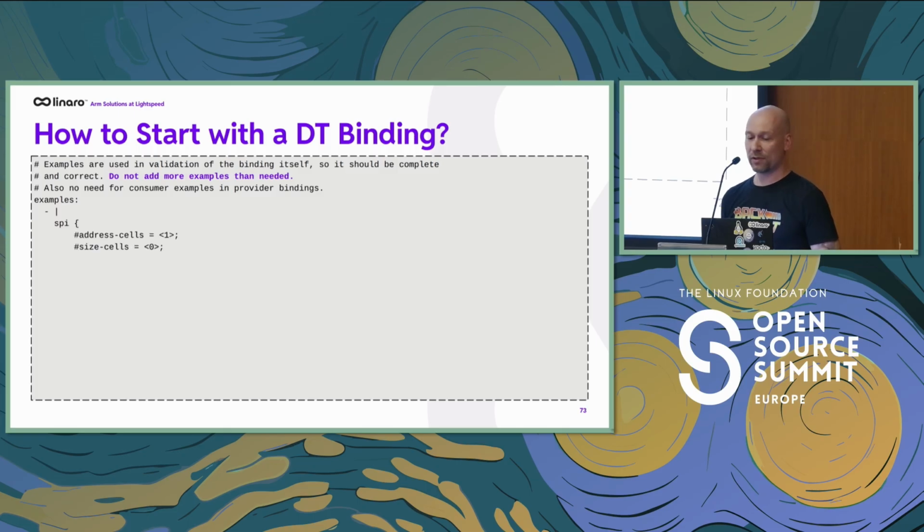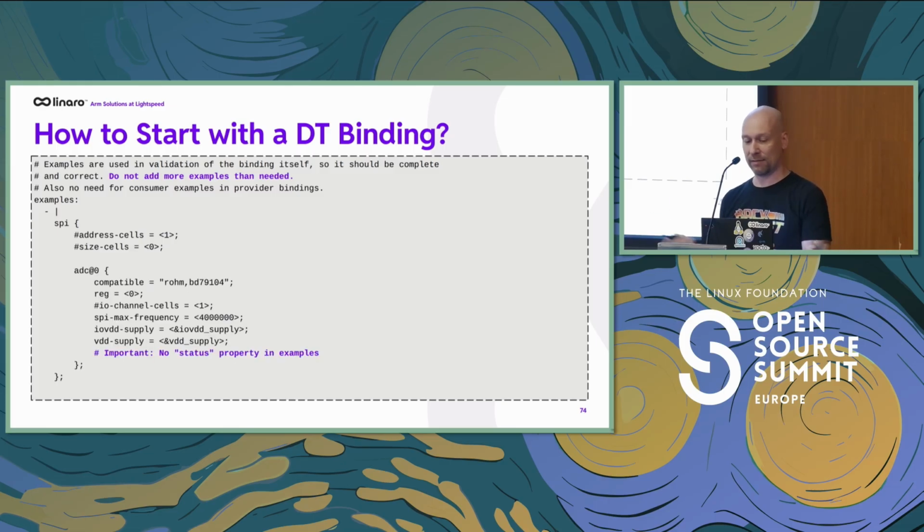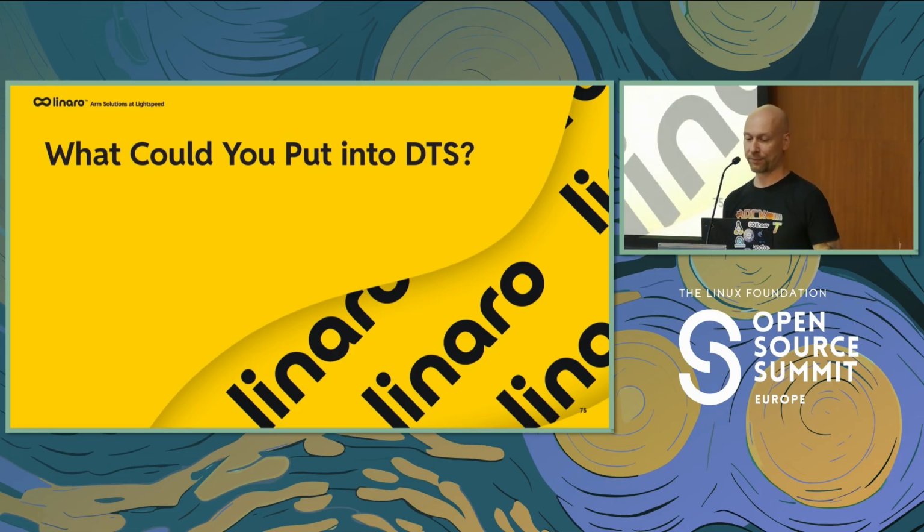A binding should have an example, one reasonable example. So here is some imaginary SPI bus, and there goes actually the DTS for this device. Because it's an example, it should be enabled. Don't put the status property. You can add more examples, but usually there's no point in having more than one. The example also allows validating the binding against this example DTS. And this is being used by the DT schema, and I will mention this later.